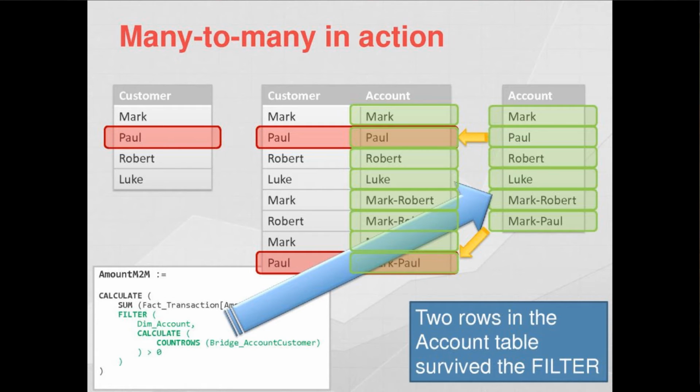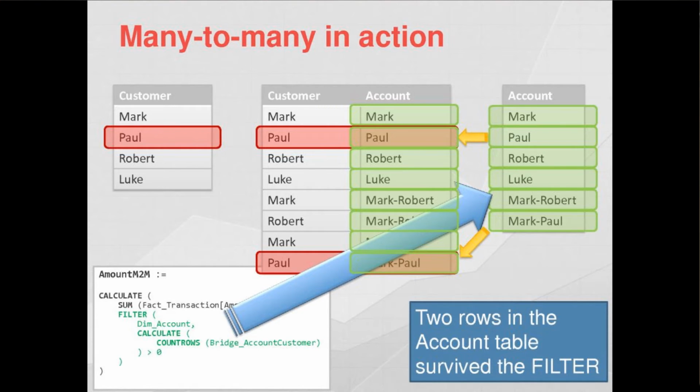Then we do the same for Paul. And the same happens. We have Paul. Paul propagates its filter to the bridge table. And now we have a match because there is one row which is filtered both by the red context and the green context. So when we count the number of visible rows here, the result will be 1. 1 is greater than 0. And so Paul survives the filter. And we say, okay, Paul will be returned. Then we try with Robert. No way. Then we try with Luke.